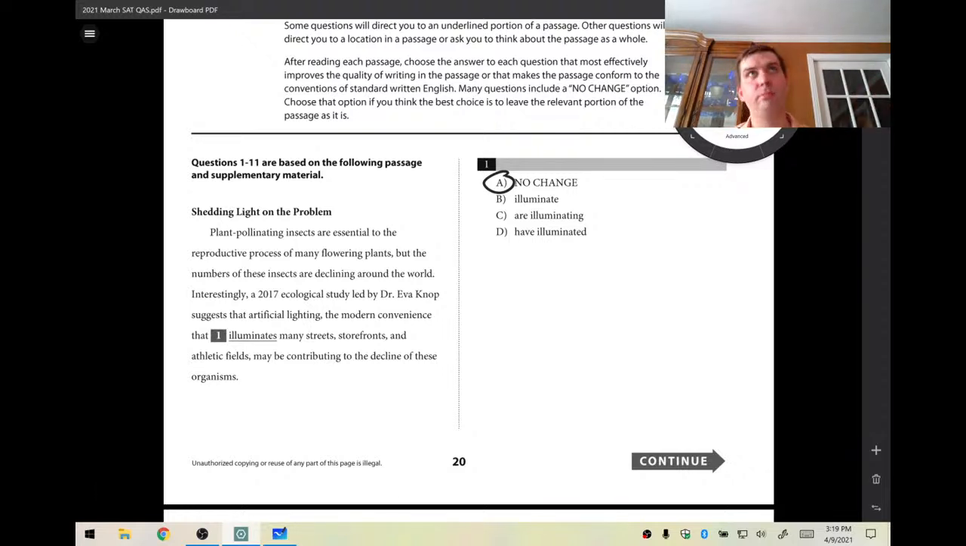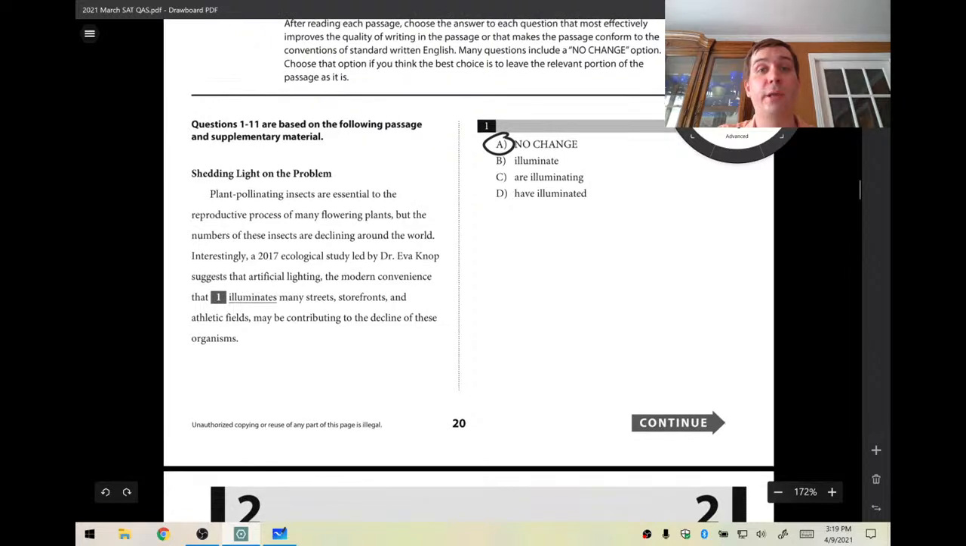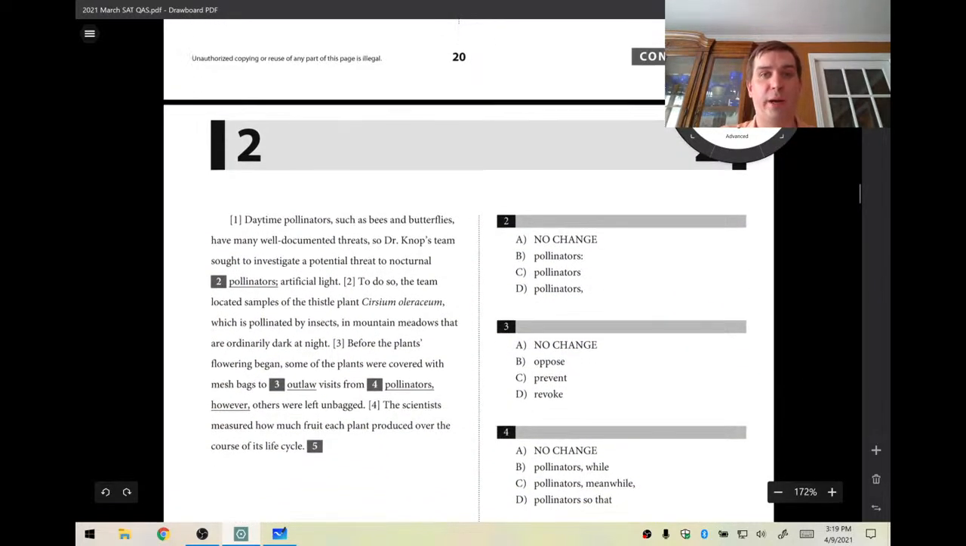So about 1 out of 5, every now and then it will be a no change. So don't ignore that answer choice. It's just a little more rare than the others. Let's look at number 2.